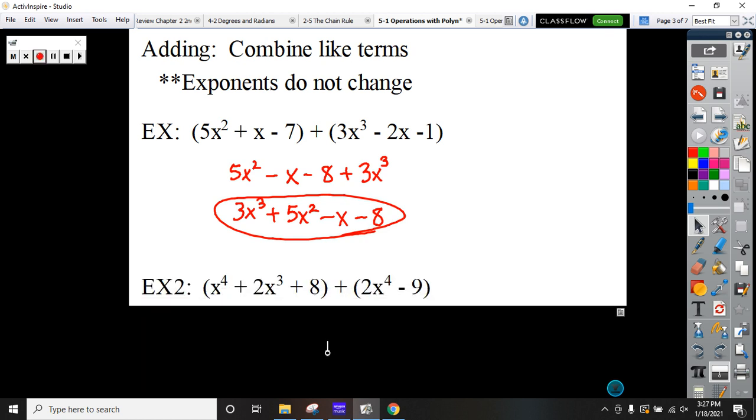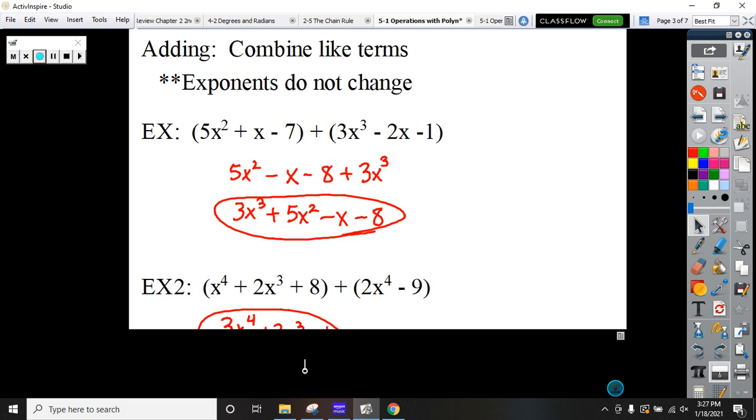So let's do a quick second example. Here we have x to the fourth, there's one of those. And over here we also have x to the fourth, so we're going to add those together, so we'll have 3x to the fourths, because we have 1 here, 2 here, so it's a total of 3. This 2x to the third doesn't have anything like it, so it's going to stay the same. And then we can add the 8 and negative 9.